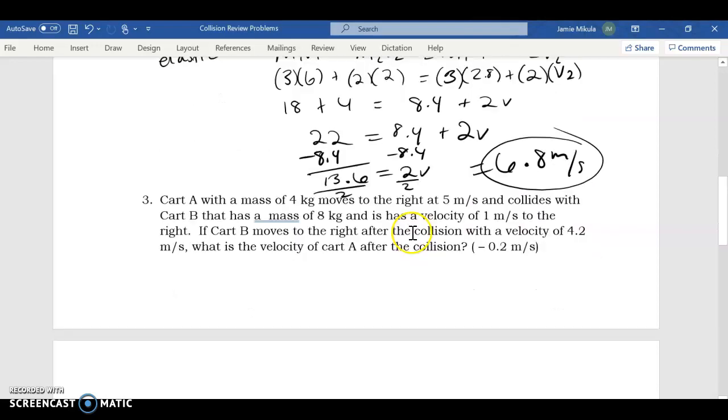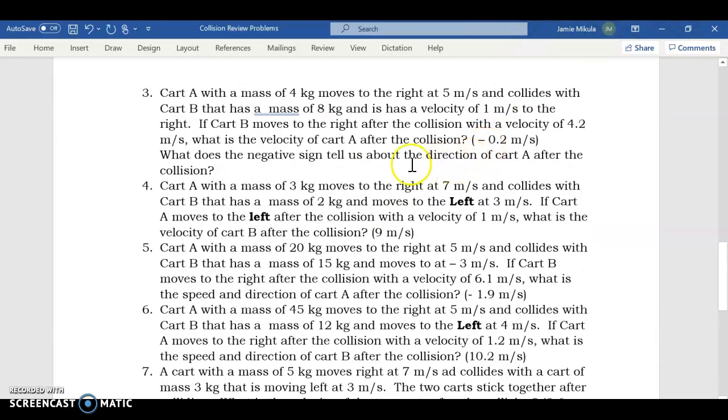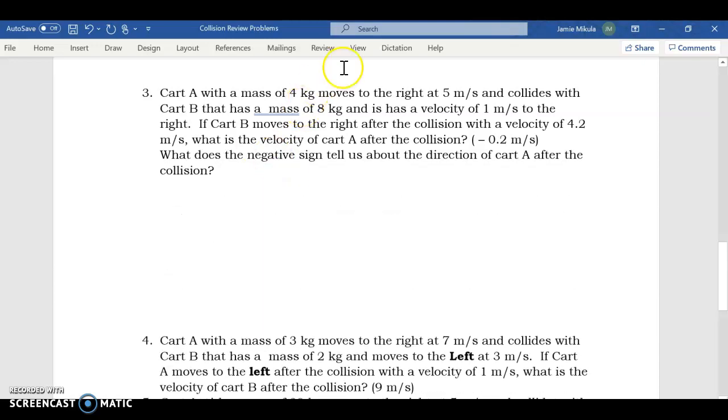All right, so number 3. Cart A has a mass of 4, moves to the right at 5 meters per second, collides with cart B with a mass of 8, and it has a velocity of 1 meter per second to the right. If cart B moves to the right after the collision with a velocity of 4.2 meters per second, what is the velocity of cart A after? Okay, so this is still elastic.